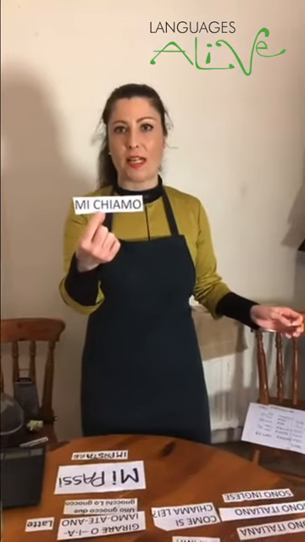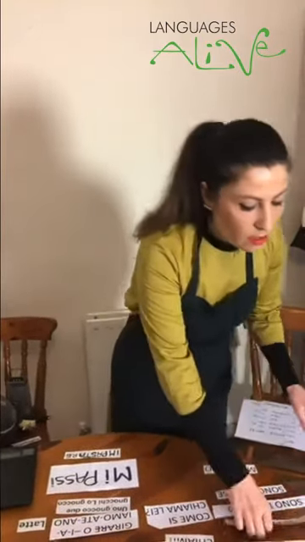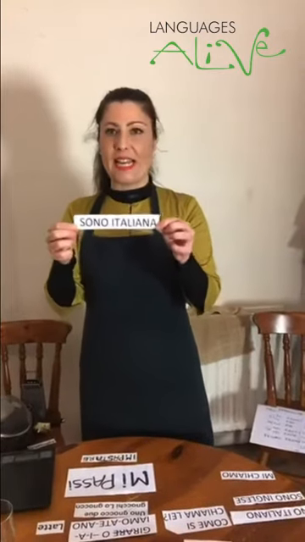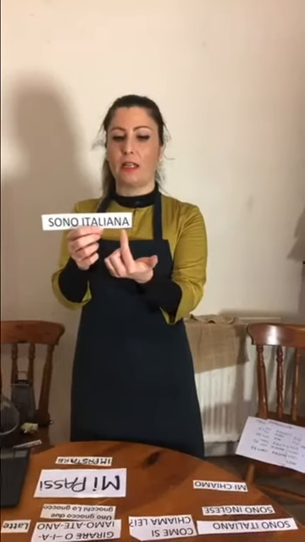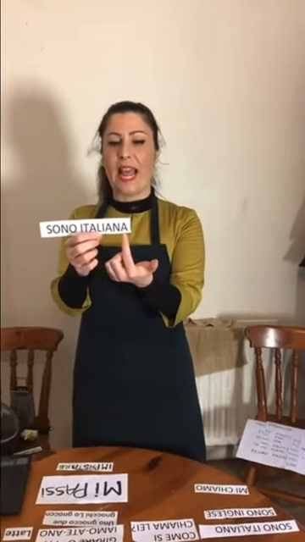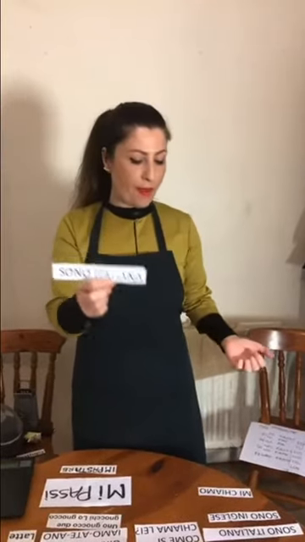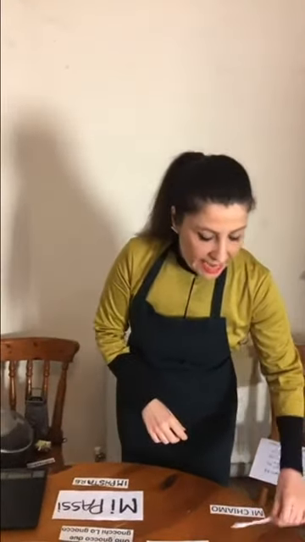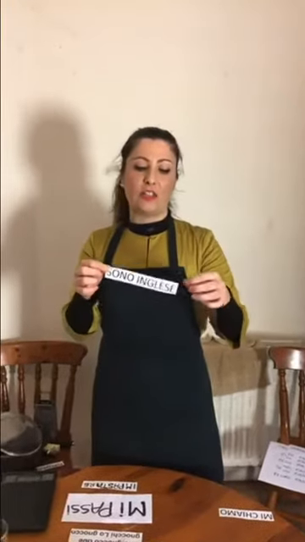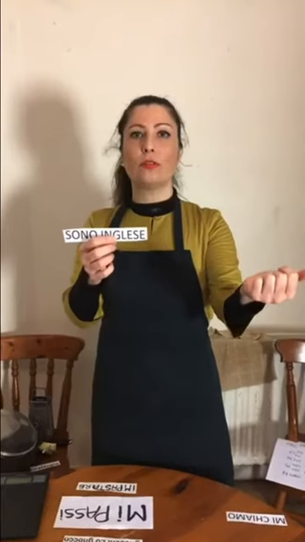Mi chiamo Raffaella. Then sono italiana because I'm female. So when the adjective or the noun finishes in A, that means it is feminine. Otherwise, when it ends in O, it is masculine. But also, in the case of the nationality adjective that ends in E in Italian, it can be either feminine or masculine. So I can say sono inglese and Mauro sono inglese.